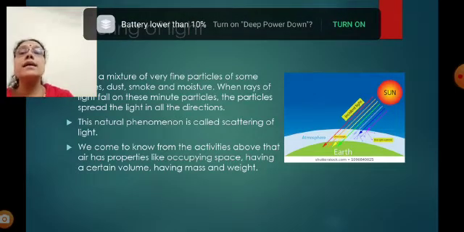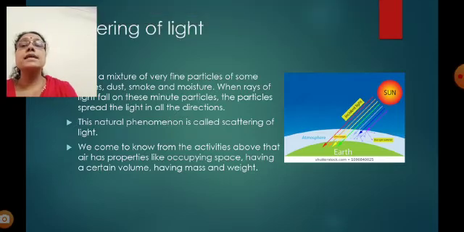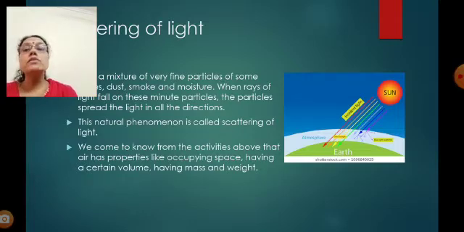See here, the sun, and the rays are coming. It is splitting into 7 colors, VIBGYOR. You know, during the rainy season, you must have observed a rainbow in the sky. How is it possible? Because of the scattering of light.